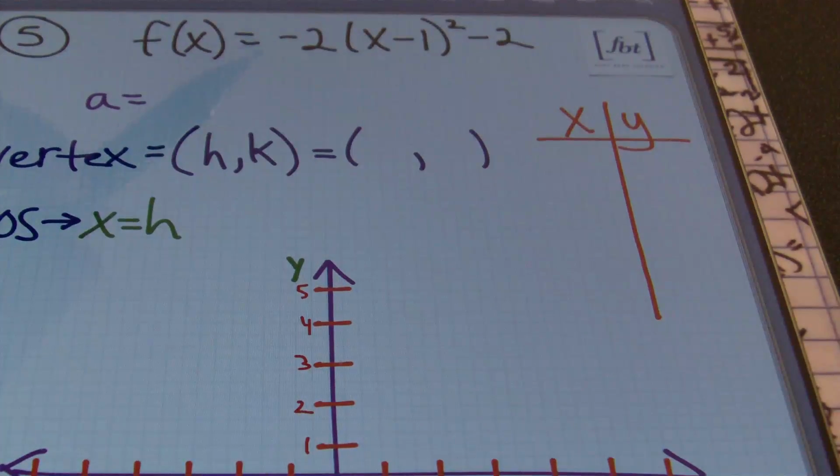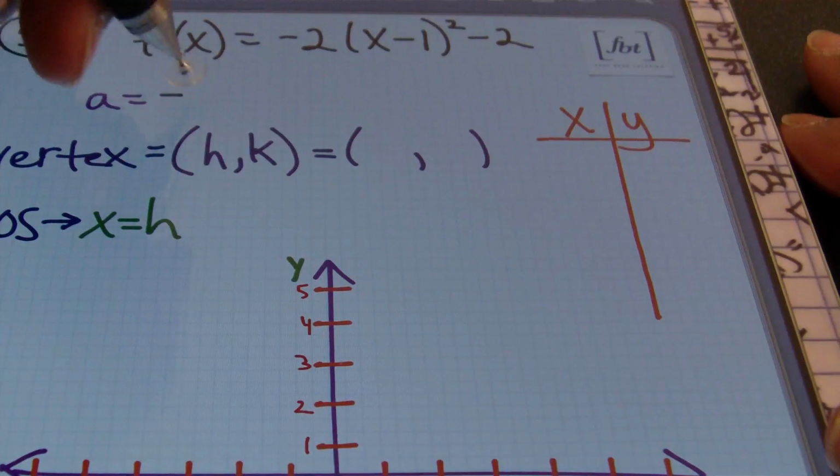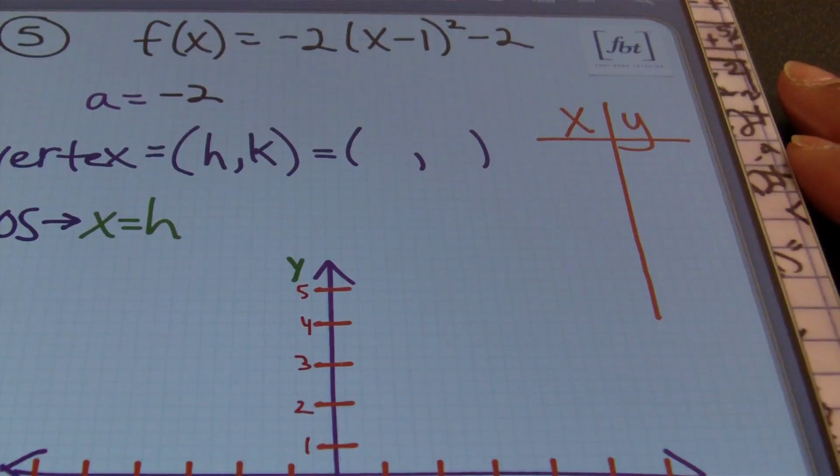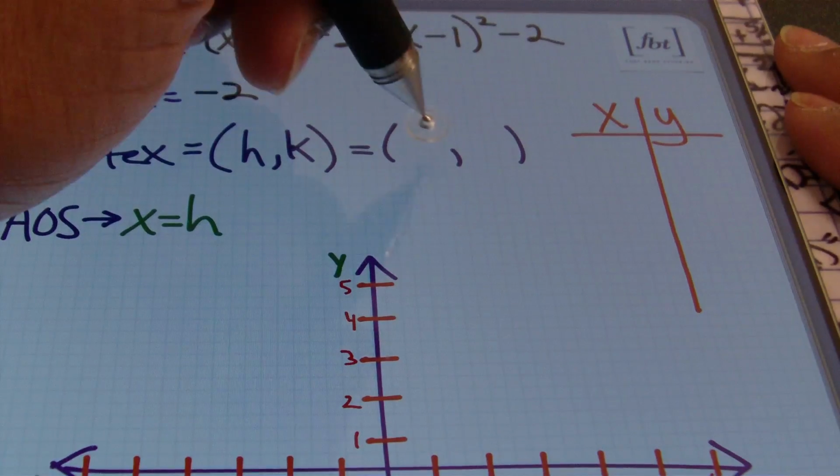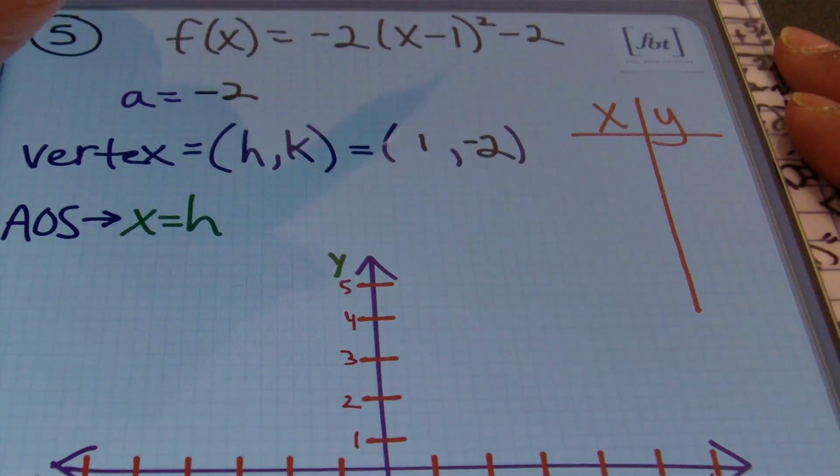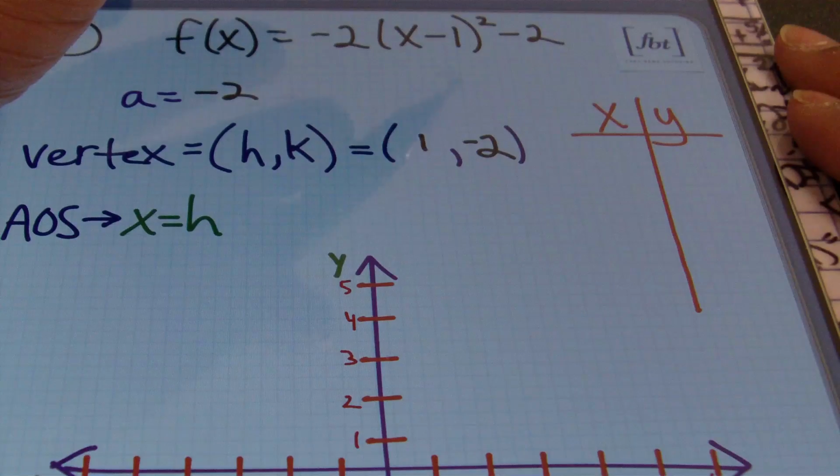But you don't have to do it that way. You can just ignore all that and just say, hey, okay, I have a negative a value, it's -2, and I know that my vertex is going to be (1, -2), because you take the opposite value that you'll find inside the parentheses, because that's x minus h, that's x minus h.